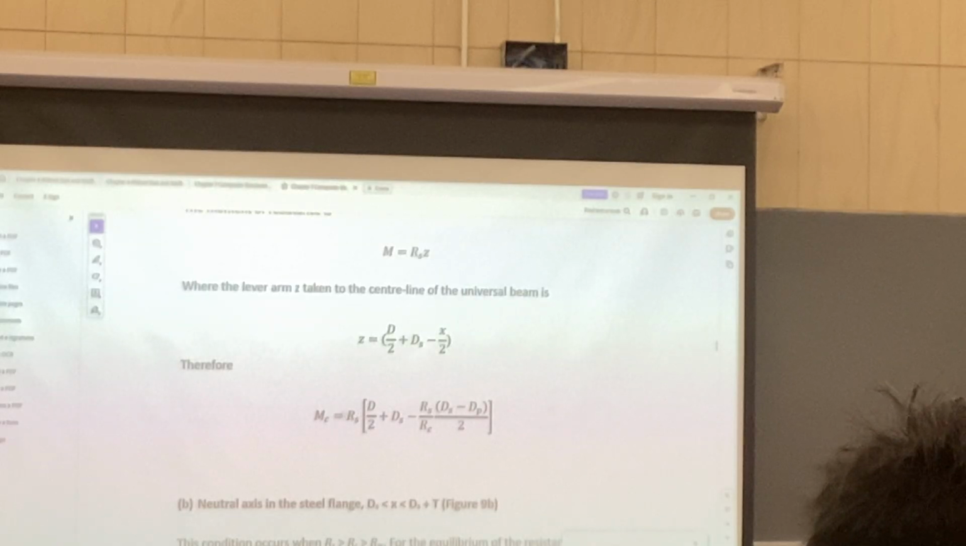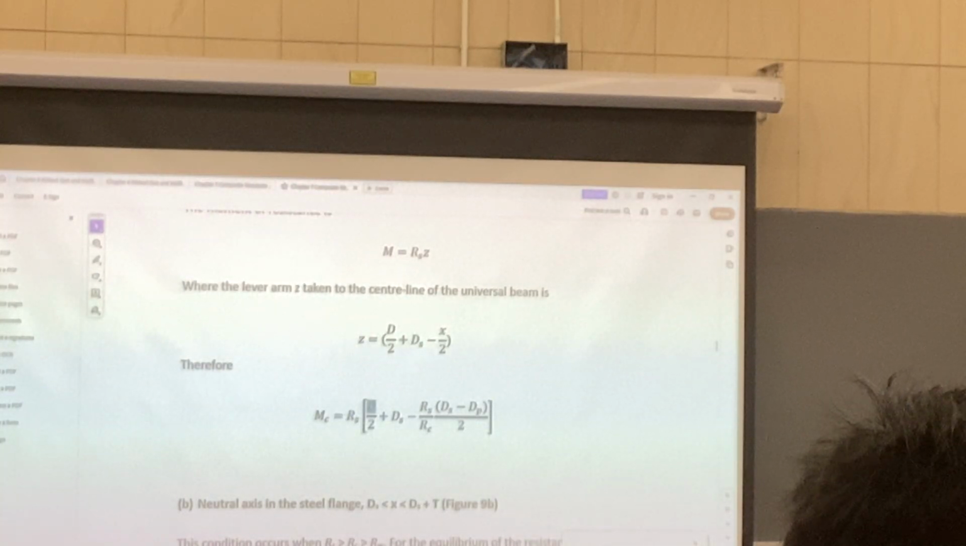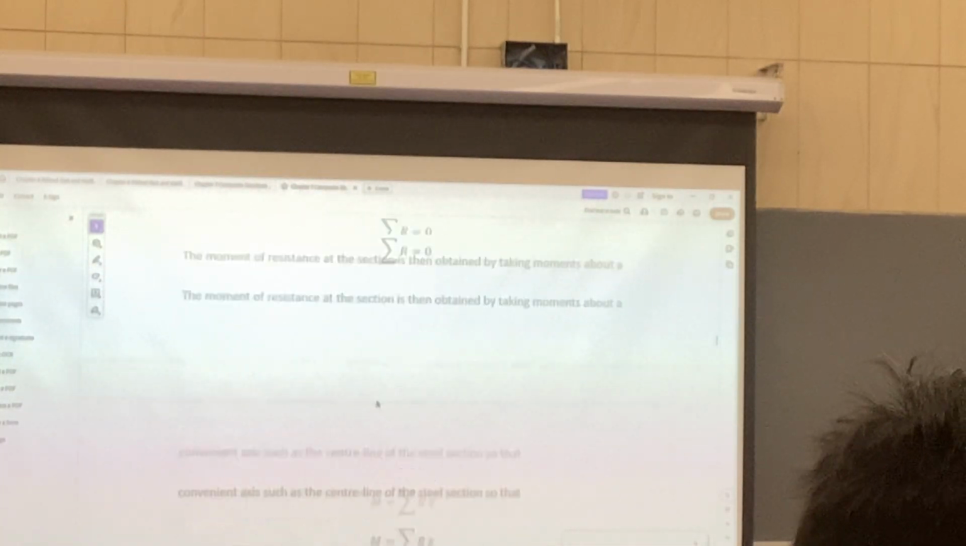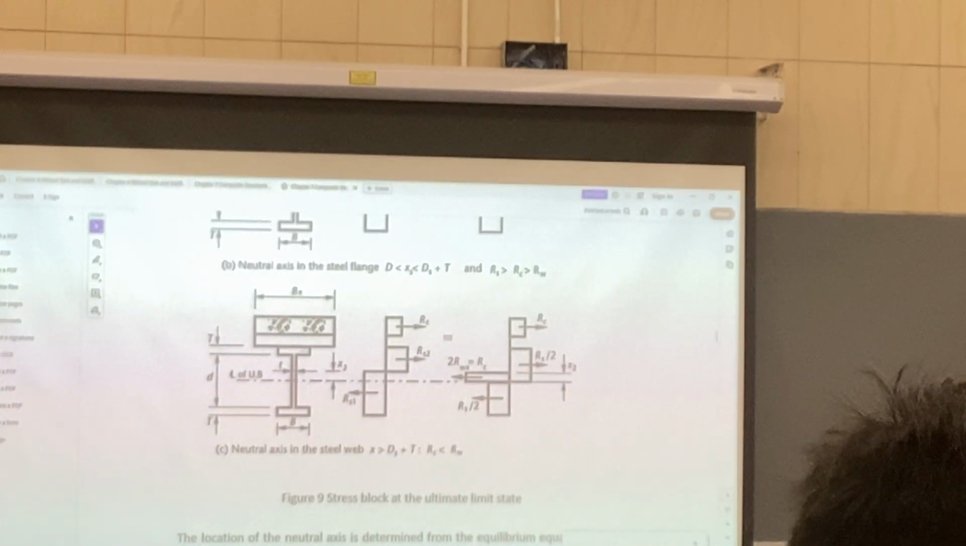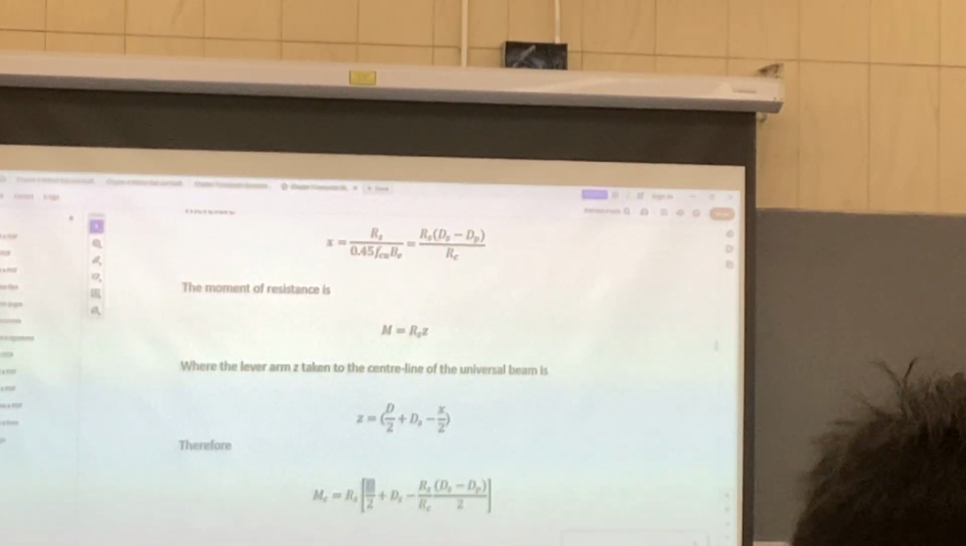So you have this RS. RS means this is the tension capacity of the steel section, and then D is the overall depth of the steel beam, and then DS is the depth of the slab, and then the compression capacity of the concrete. Okay? So you just substitute all the values in this equation, then you can get the overall moment capacity of the steel beam. Okay?